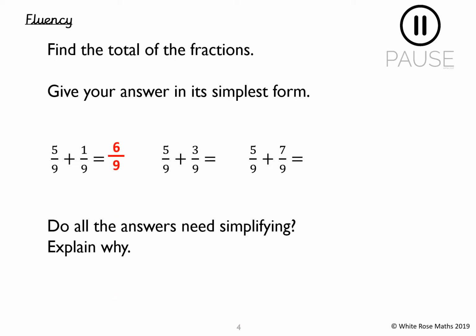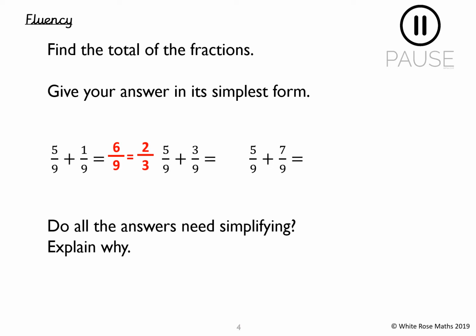Okay, so the first one then, we've got 5/9 add 1/9 is 6/9, and then we can simplify that because 3 goes equally into 6 and it goes equally into 9. So when I say equally, I mean with no remainders. So how many 3s are in 6? 2. How many 3s are in 9? 3. So 6/9 can be simplified down to 2/3.